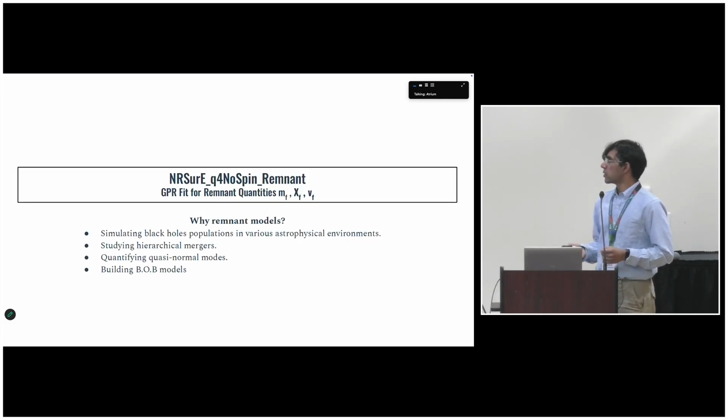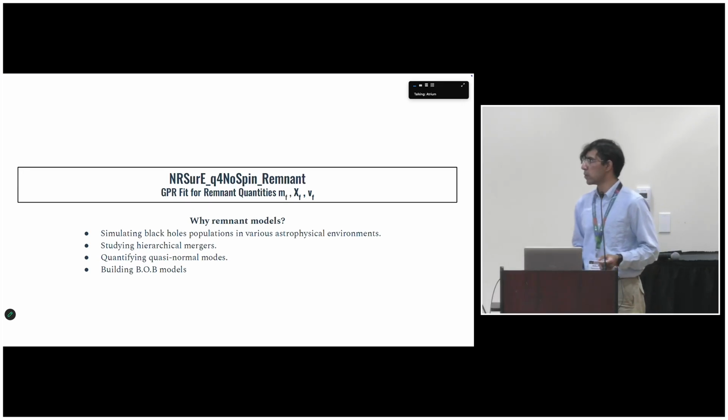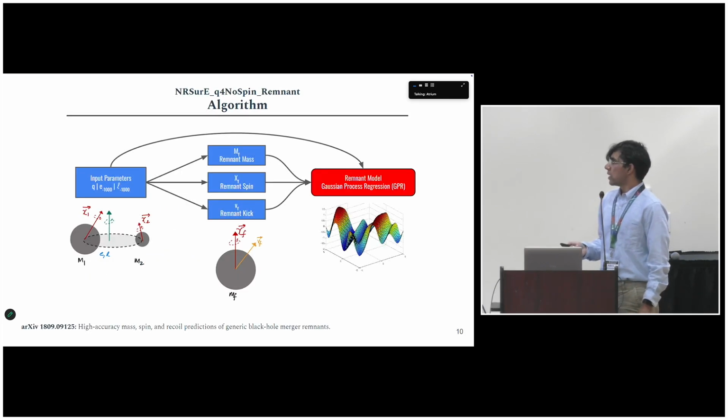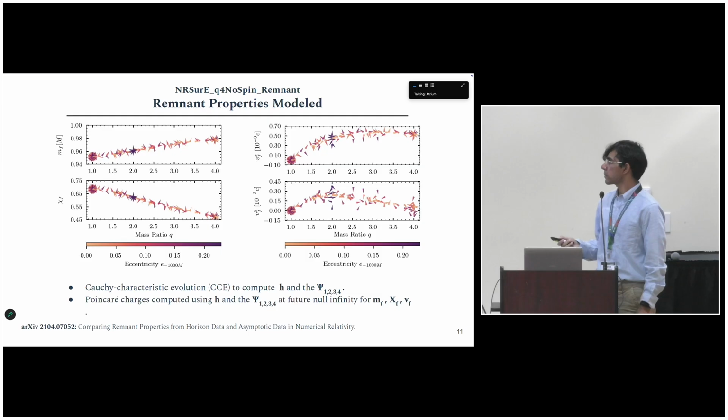So the next surrogate that I want to talk about is the remnant surrogate, which is a surrogate for the remnant mass, spin, and kick as a function of the input parameters. Remnant models are important in simulating black hole populations in various astrophysical environments, simulating hierarchical mergers, quantifying quasi-normal modes, and also building backwards one-body models. And what we call the remnant surrogate is essentially just a GPR fit, or a Gaussian process regression fit, for these aforementioned quantities as a function of the input parameters.